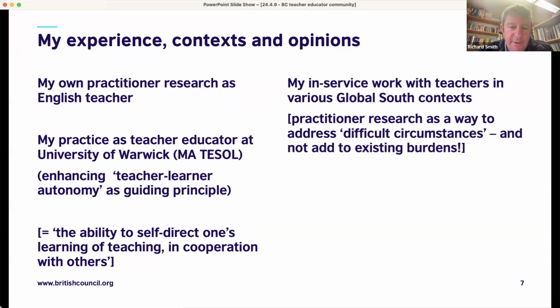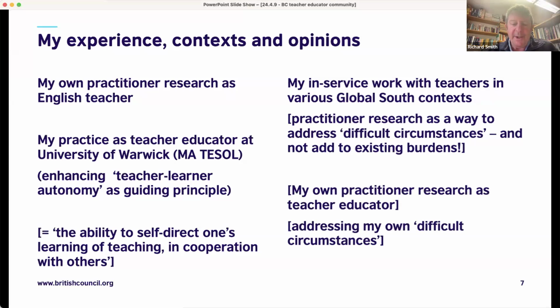But I've also become, over the last 10 years, more involved with working with teachers in various global South contexts through British Council projects, which I'll talk about. And I was invited to introduce practitioner research to those teachers. I wanted to do that. I believed in practitioner research as a way to address difficult circumstances, low resource context, lack of technology, and other problems with large classes. But I definitely didn't want to add to their existing burdens. My examples will come from that work, mainly. And to some extent, I've done some practitioner research into my own practice, addressing my own difficult circumstances in the pandemic in particular. And at the end, I'll maybe talk a little bit about that.